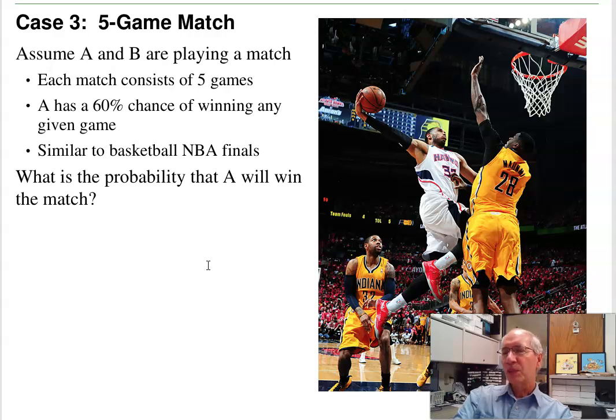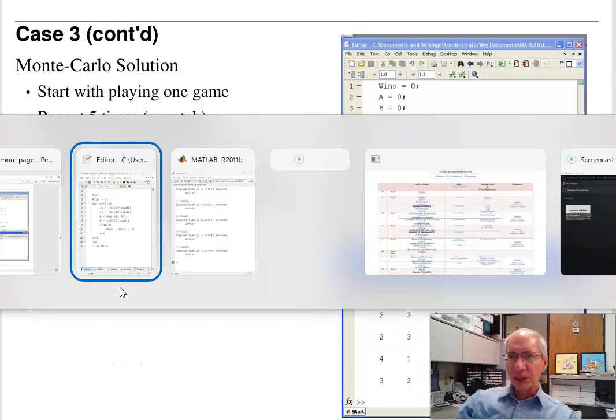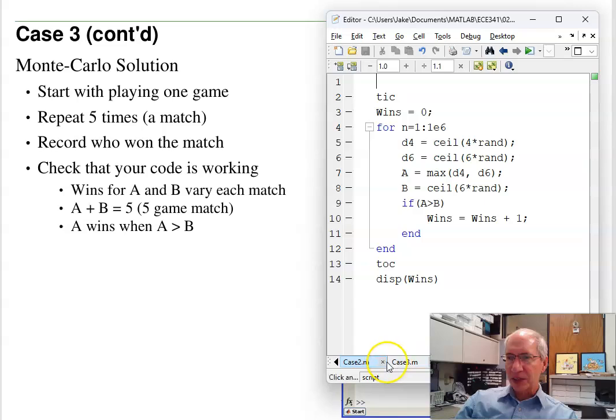Well, we're going to actually analyze this a little bit later, but for now, I can use Matlab and a Monte Carlo. If I can play a 5-game match, then I can put that in a for loop and play 1,000,000 5-game matches. So what I do is, first, can I play a single match?